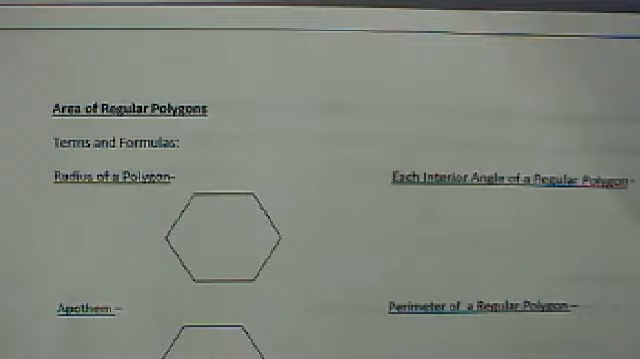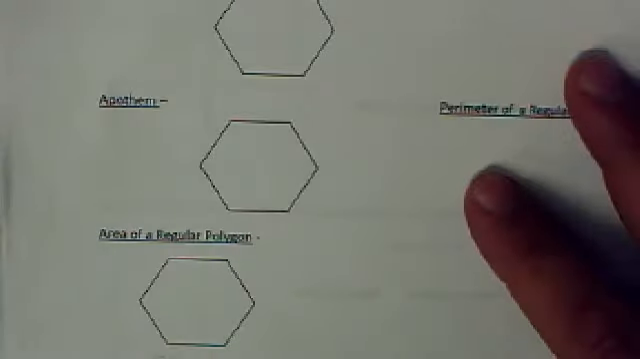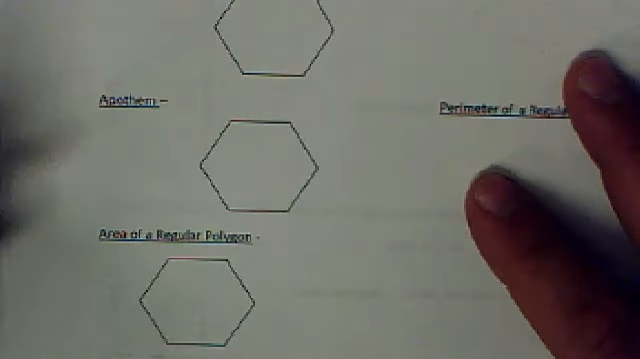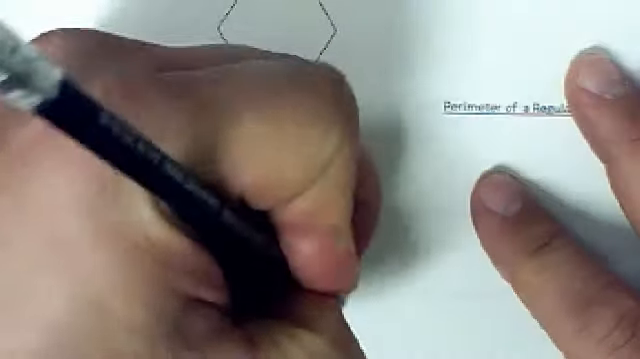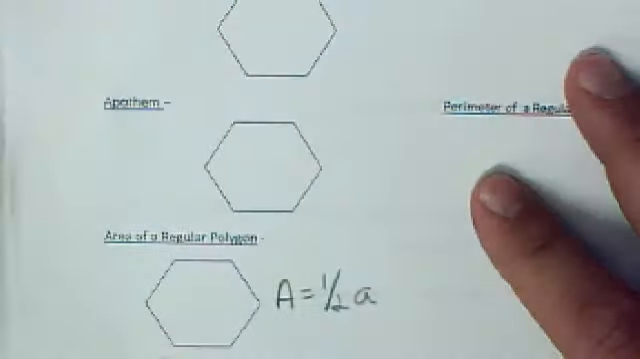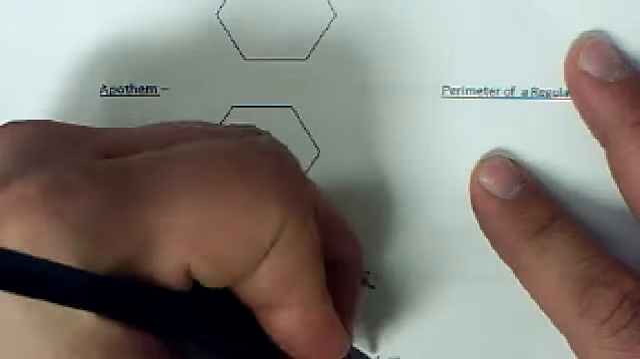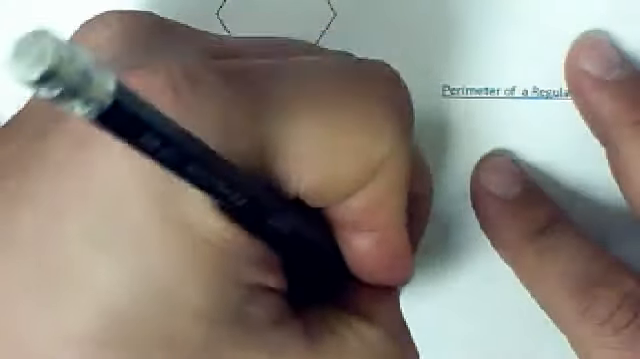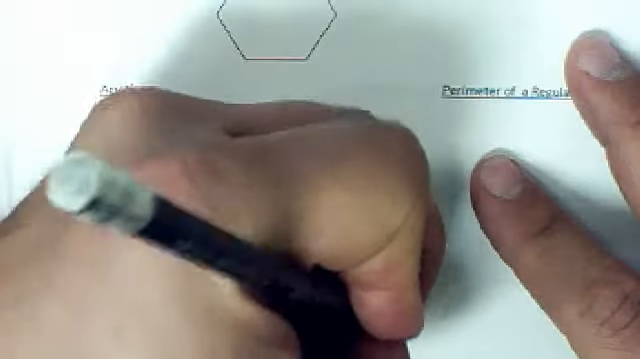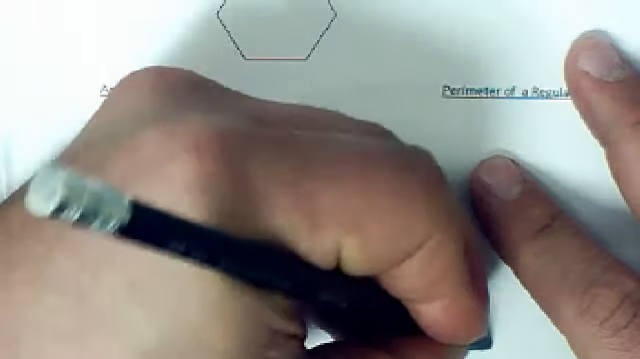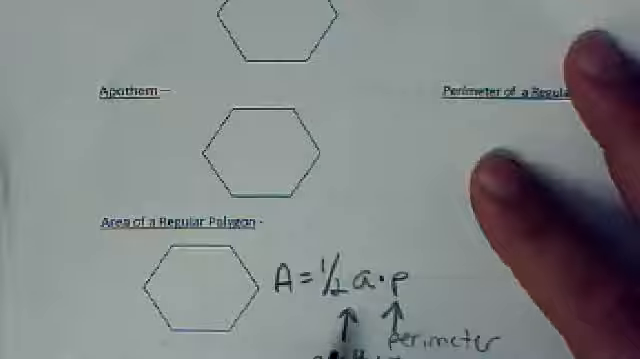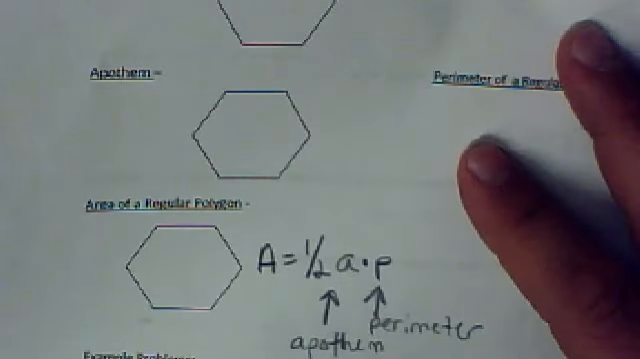So when we're looking at the area of a polygon, I'm going to jump down to the bottom here and write down the area formula. It's going to implement a term that you are probably not familiar with. The area formula is 1/2 times little a, which stands for apothem, and then multiply that by little p, which stands for perimeter. So the area of a regular polygon is 1/2 times the apothem times the perimeter.